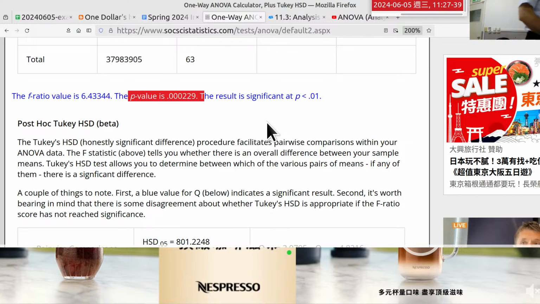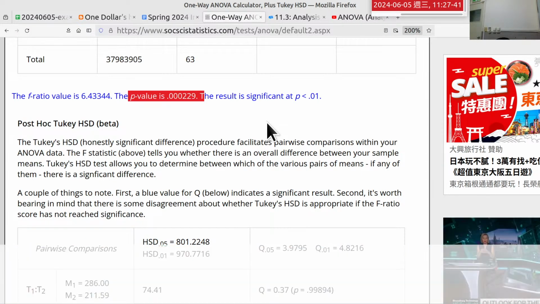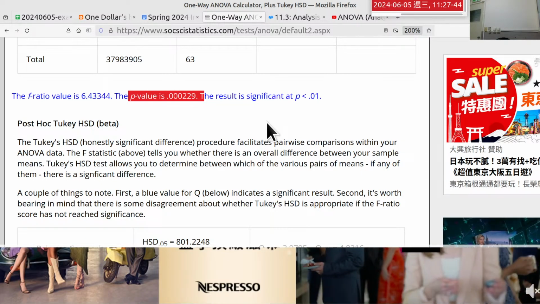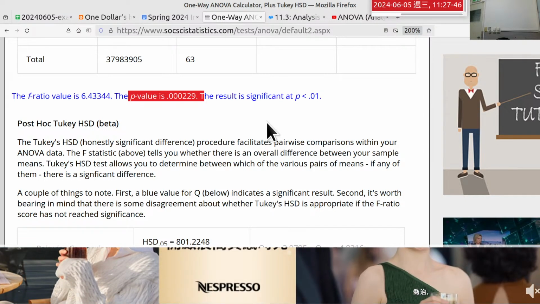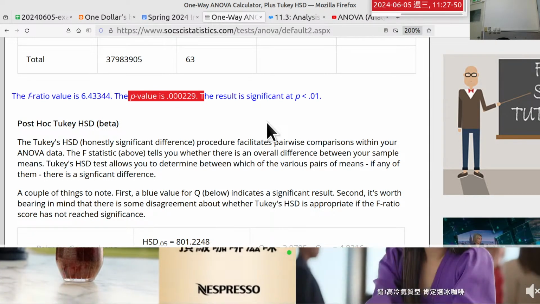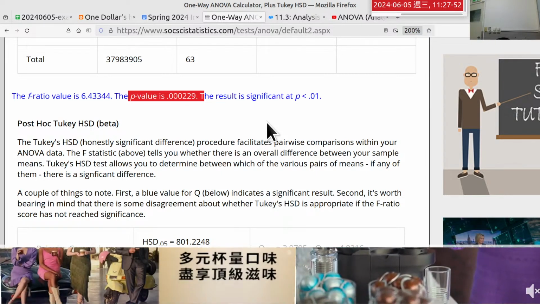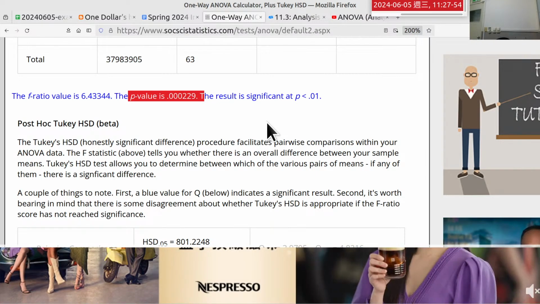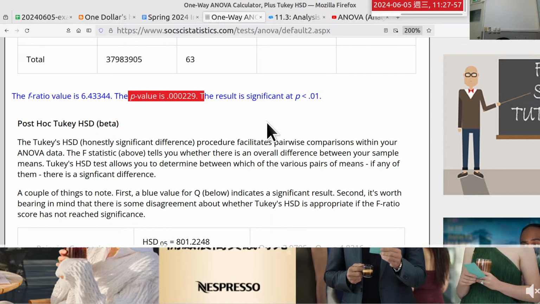But if you want to know what the differences are: group 1 to group 5, group 2 to group 5, group 3 to group 5, they are different. Done. After you finish the example, I will give you one more example from our textbook.